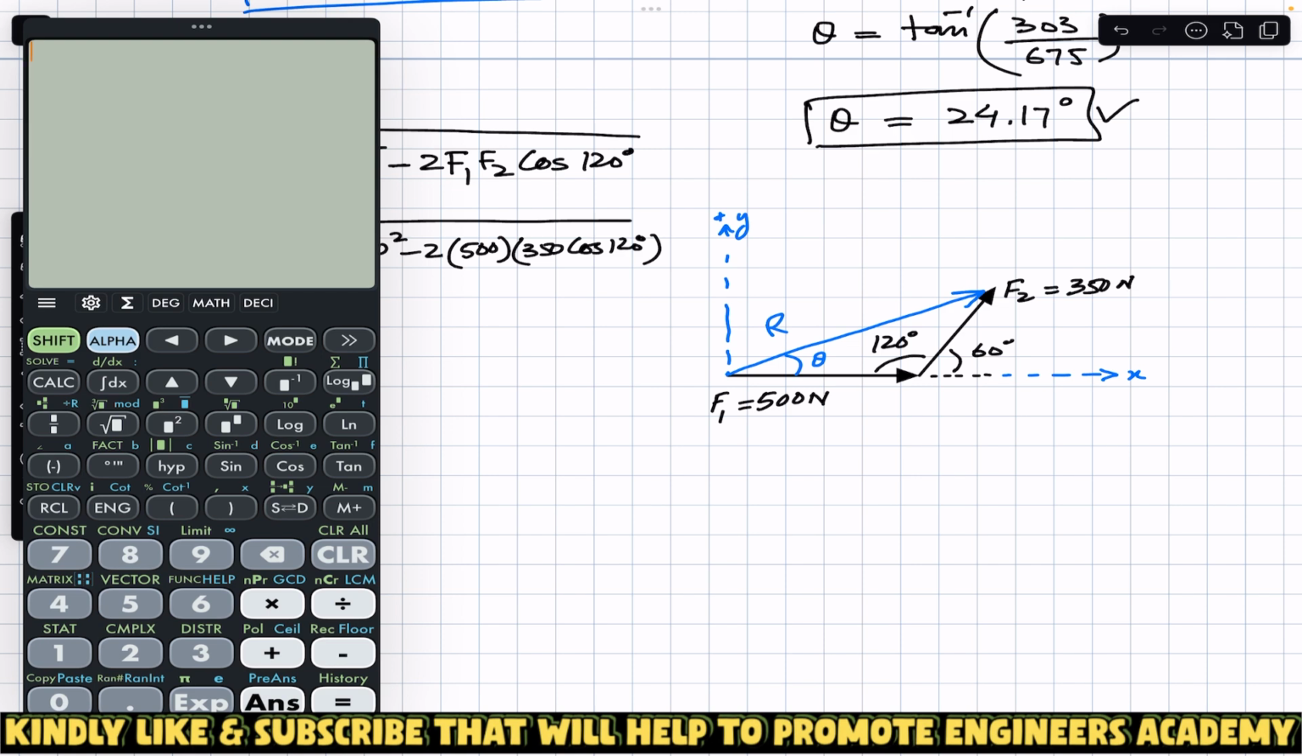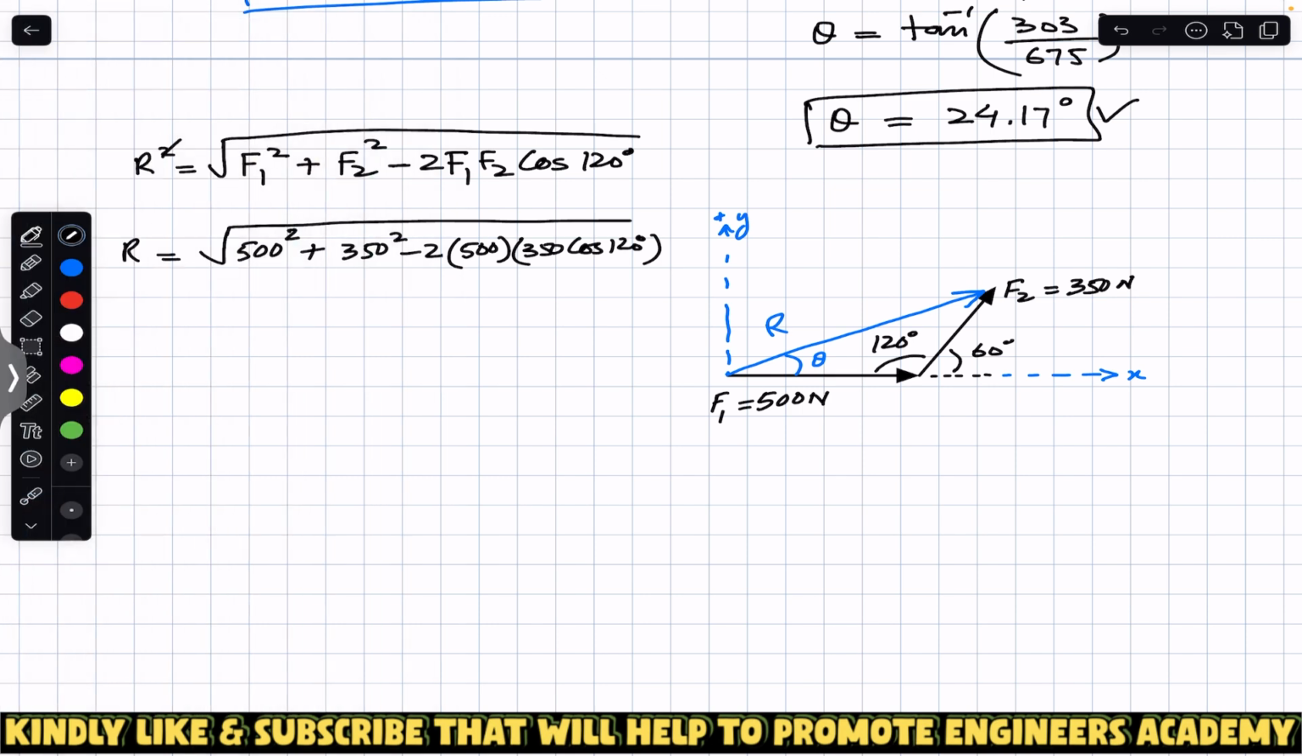So we can say 500 square plus 350 square minus 2 times F1 into F2, 350 cos of 120. And as you guys can see, this is the same, approximately 740 Newton. So the resultant magnitude is 740 Newton.